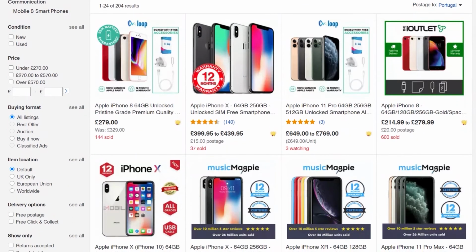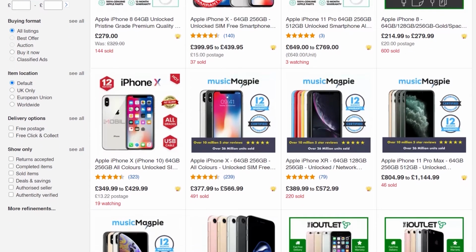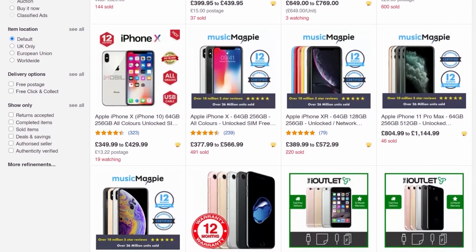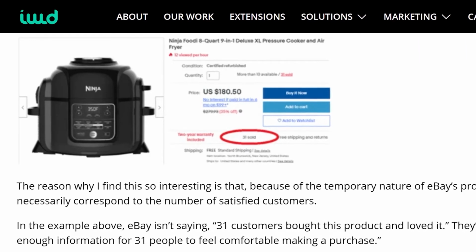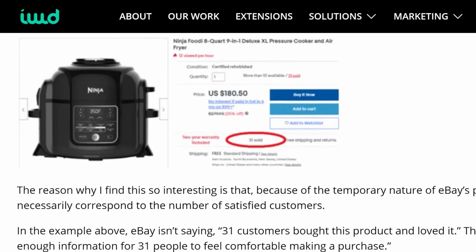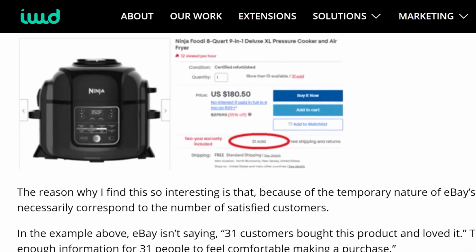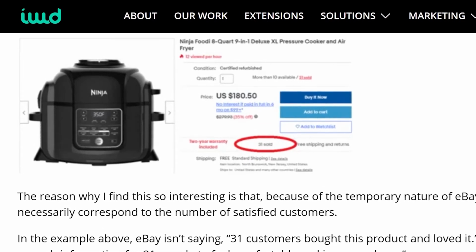The reason why I found this so interesting is that, because of the temporary nature of eBay's product listings, the number sold doesn't necessarily correspond to the number of satisfied customers. In the example above, eBay isn't saying 31 customers bought this product and loved it. They're just saying this product listing provided enough information for 31 people to feel comfortable making a purchase.